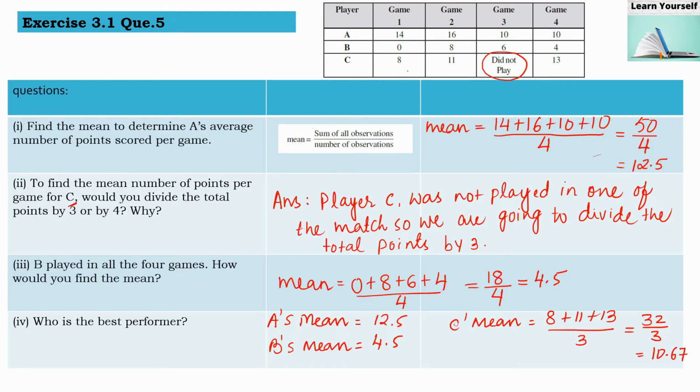So A's mean is better than all the 3 players. So who is the best performer here? Here I am going to write that player A is the best performer.